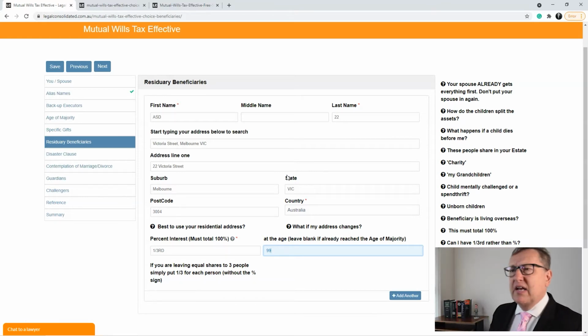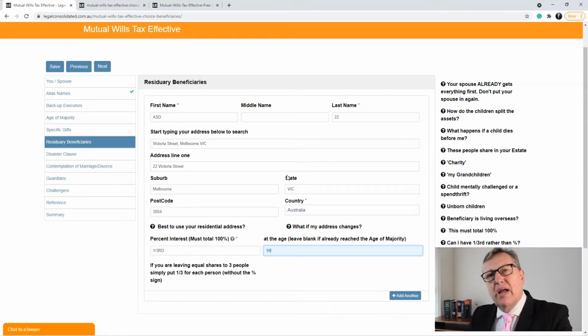The 3 executors acting together can dish out as much income or capital as they see fit in order to protect that vulnerable child. That doesn't mean the cheque or the money goes directly to the vulnerable child. It might go to a hostel, or it might go to medical treatment, or to food and shelter. But that's the best interest test. At all times, the best interest of the vulnerable child.